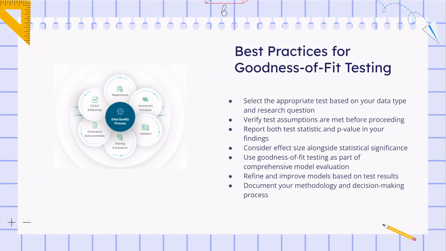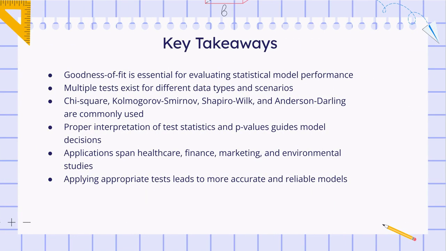Best practices include selecting the right test and verifying assumptions. Report both the test statistic and p-value. Use results to refine models and document your methodology clearly. Goodness of fit is essential for model evaluation. Tests like chi-square and Kolmogorov-Smirnov are widely used. Proper interpretation of results guides model decisions across various application fields.